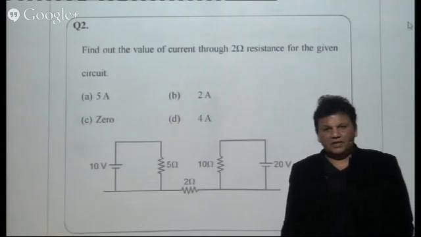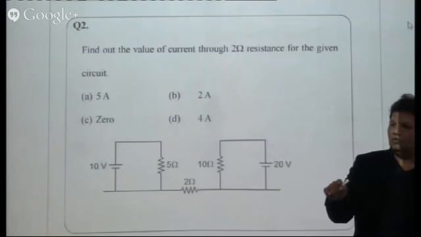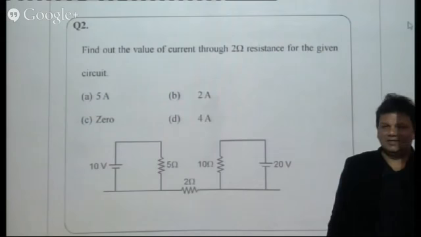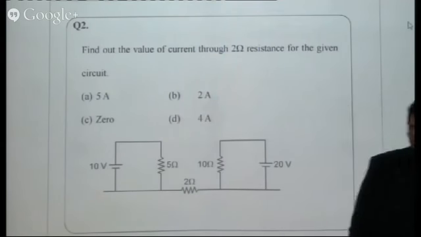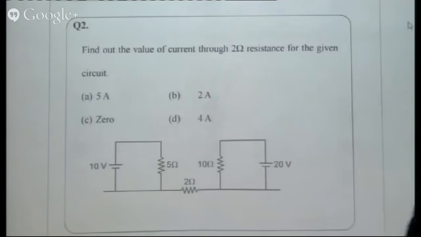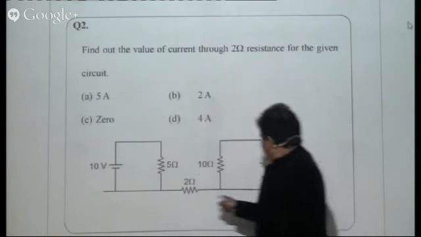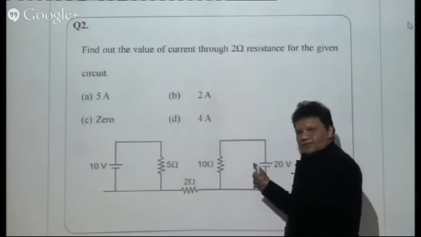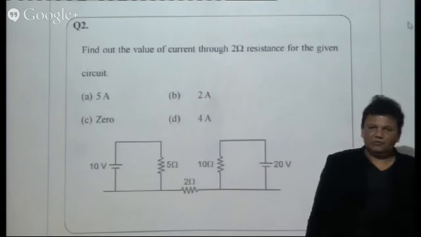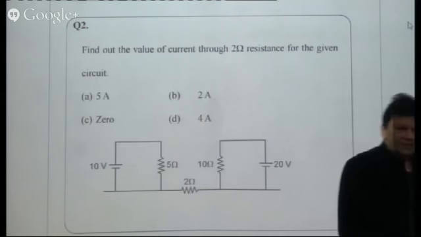Yes or no? And anyway, in steady state, you know that the net current at any node, any junction, is, what will the answer be? Zero. That means the current will keep moving around here. You get my point? Therefore, the current in this 2 ohm resistor will be 0.